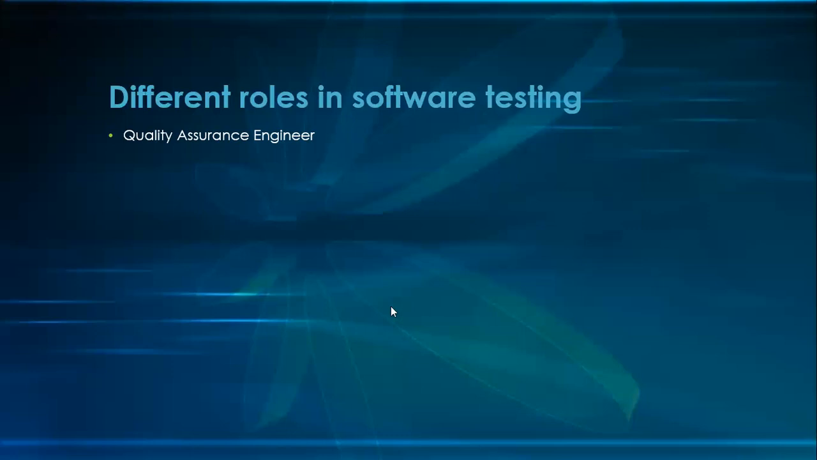As a manual tester, you're also called a quality assurance engineer. You're also called a UAT tester. What is UAT? User acceptance tester. That is UAT. You are also called a test analyst.